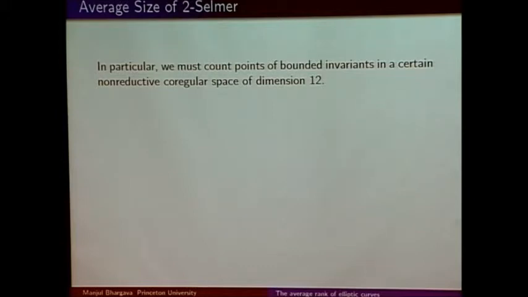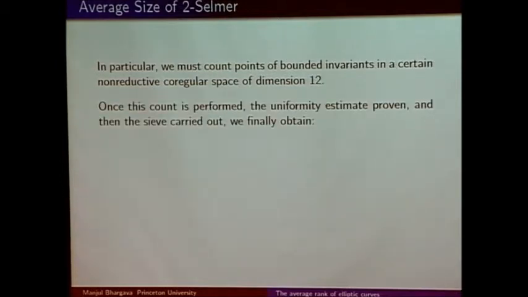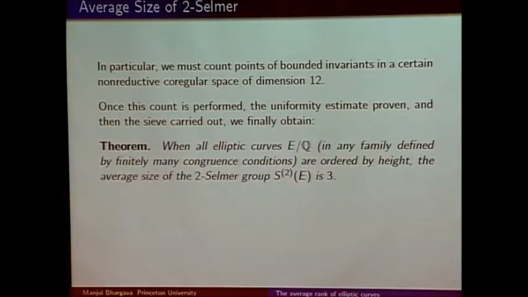In particular, you end up counting points of bounded invariants in a certain non-reductive co-regular space of dimension 12. Once this count is performed, though, the sieve can be performed, and once the uniformity estimate is proven, you use that to carry out the sieve, and you finally obtain that when all elliptic curves E over Q in any family defined by finitely many congruence conditions are ordered by height, the average size of the 2-Selmer group is 3.